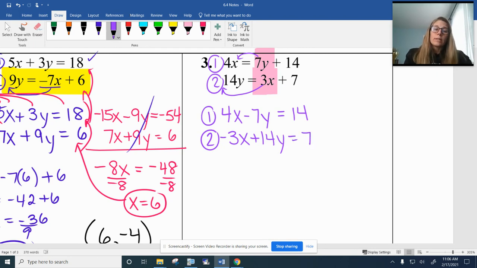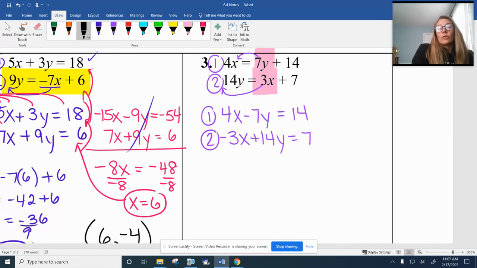All right, once they're in standard form, we now need to see, is there anything that will cancel out when we add them up? 4 minus 3 is going to give you 1, not going to cancel. Negative 7 and 14 is going to give you 7, not going to cancel. So now this is where we want to look for, well, what will make these cancel?